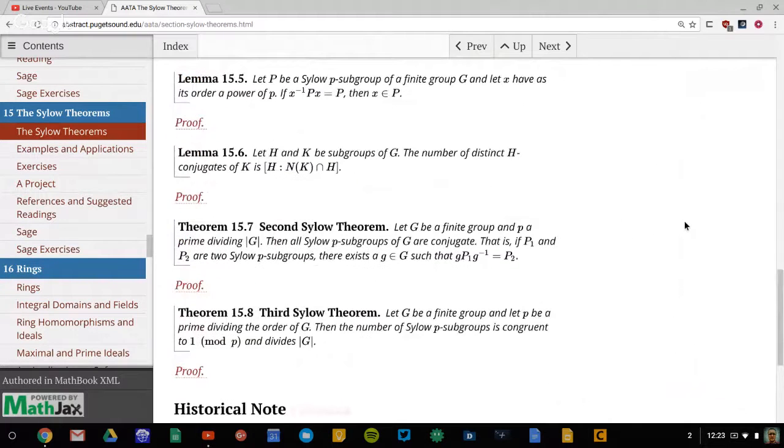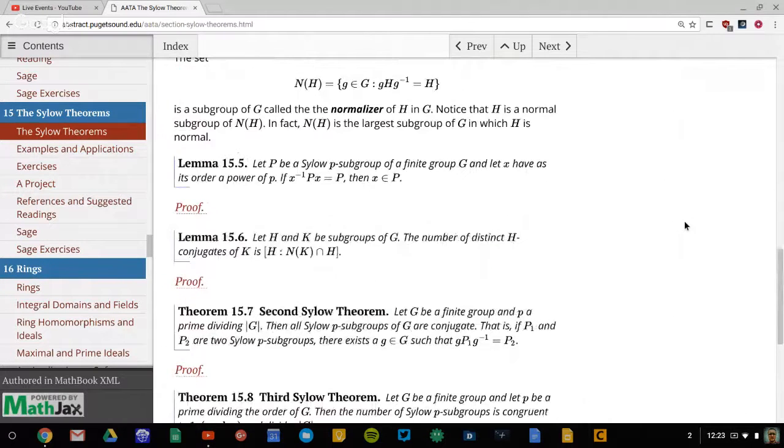Now you'll see beforehand there are a couple of preparatory lemmas that are needed to prepare for these proofs. So we'll have a look at these now. These are not so much interesting results in their own right, but they're key technical ideas that are needed for the proofs of the two Sylow theorems.